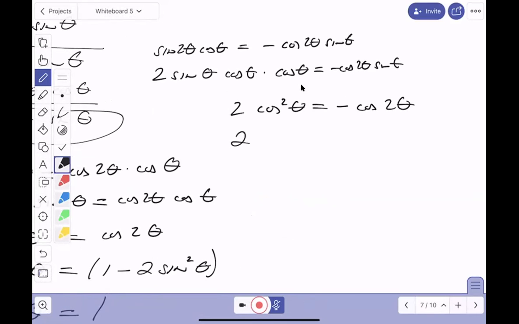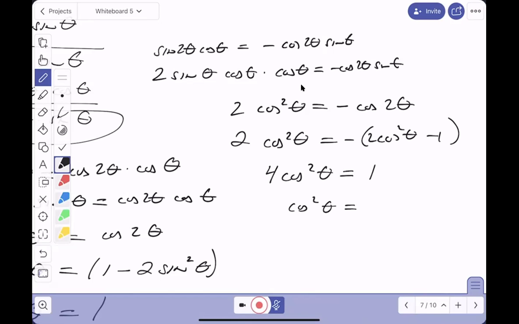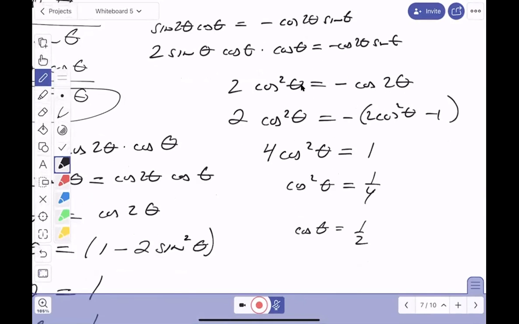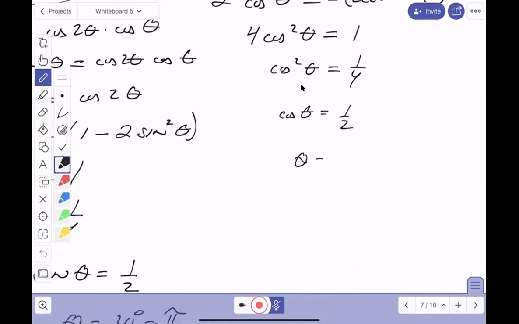What do you get now? 2 cosine squared theta, and this over here would be minus 1. I'm sorry, I went too quick there. Cosine 2 theta is 2 cosine squared theta minus 1. And what do you have there? You would get 4 cosine squared theta is equal to 1. Cosine squared theta is equal to 1/4. And what would you get over there? It's just in the first quadrant, by the way, so cosine theta would be 1/2. And that would be at 60 degrees, right? Which is pi over 3.